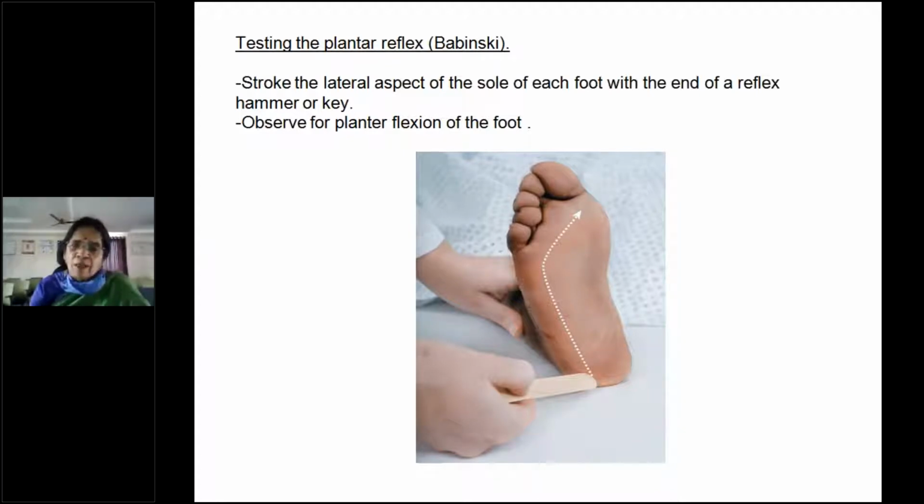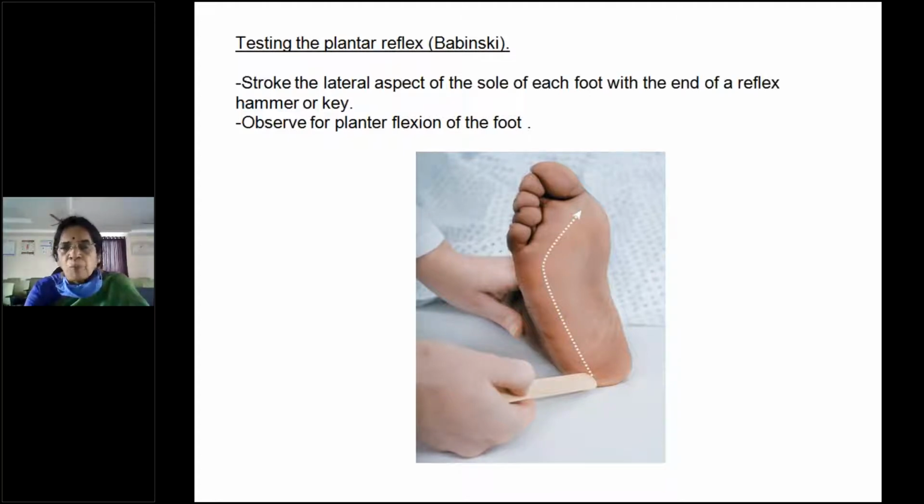You apply the stimulus, and the stimulus should be nociceptive. That means you have to apply it deep. Otherwise, if you touch superficially, you may not get the response. So normally, the normal plantar reflex is flexion of the great toe and then flexion of all other toes. That is the negative Babinski sign. Positive means there will be dorsiflexion.